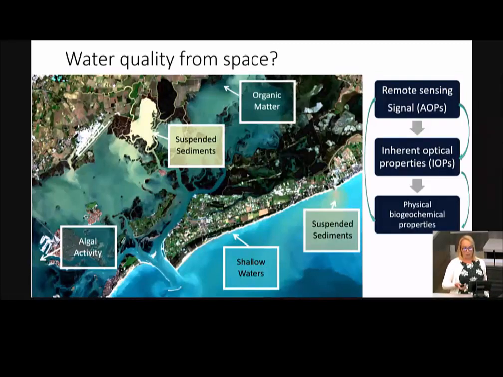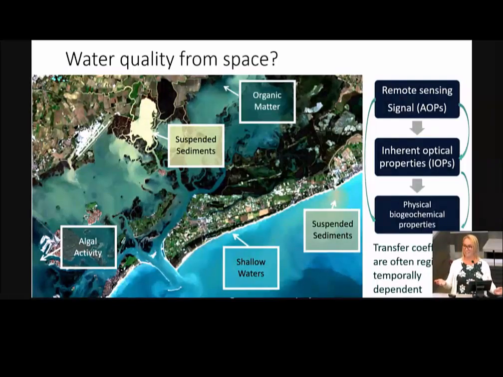Now, when we get to these physical and biogeochemical properties from the inherent optical properties, often these transfer coefficients to get there are regionally and temporally dependent. We are not yet at a state where we can do this globally with one consistent algorithm. And so working at this regional level to a level of accuracy that matters for a given end use case is where we are still with the community.